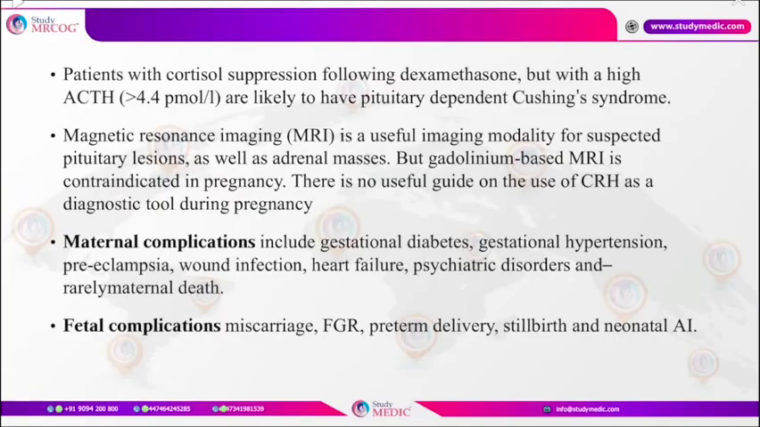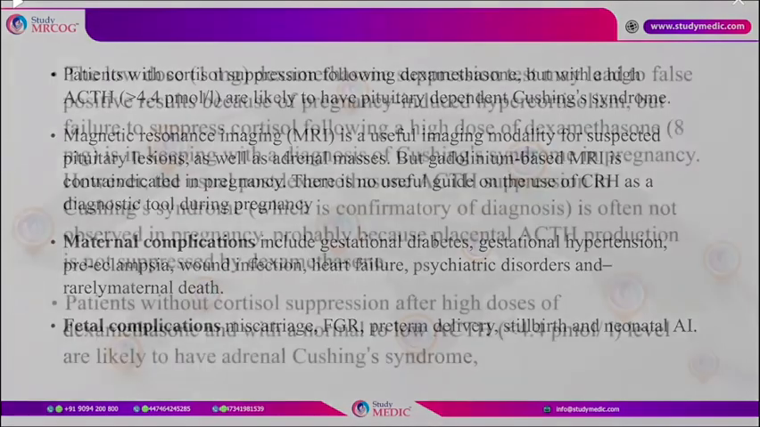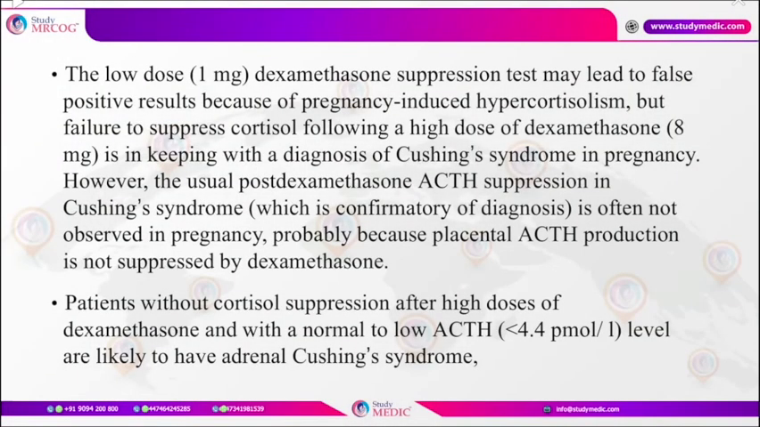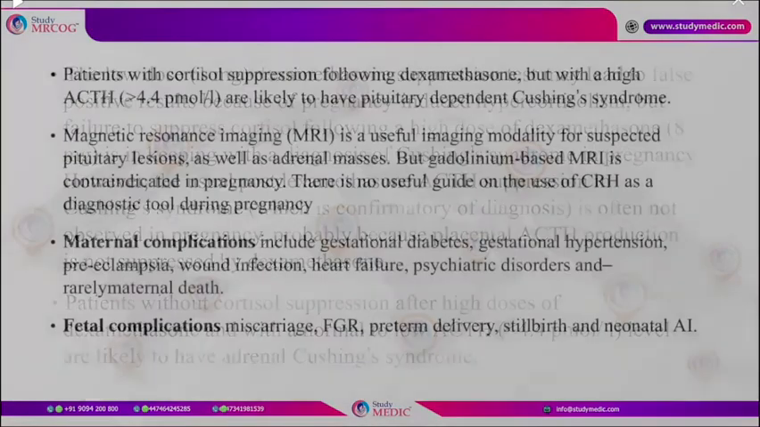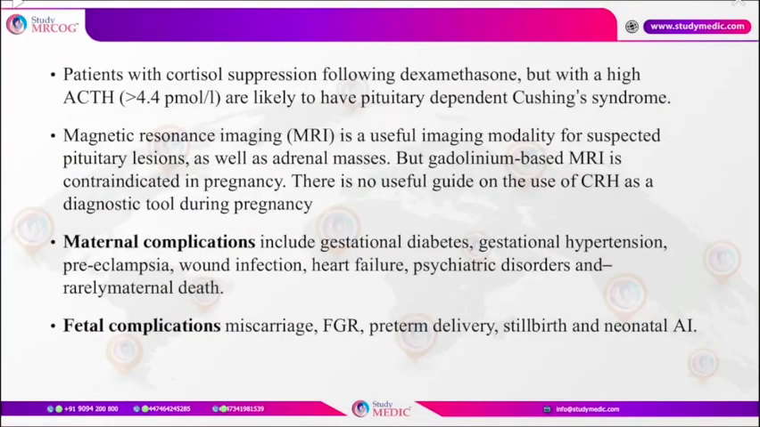A patient with cortisol suppression following the dexamethasone but with a high ACTH, that is more than 4.4 picomole, is likely to have a pituitary dependent Cushing syndrome. You can see over here, if it is less than 4.4, it is adrenal related, and if it is more than 4.4, then it is a pituitary dependent Cushing syndrome.